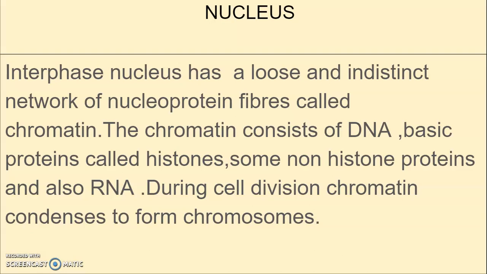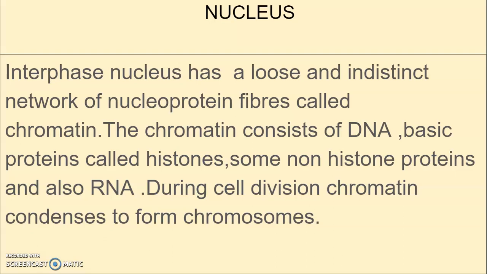So, during interphase, the nucleus consists of the nuclear membrane, the nucleolus, and a loose and indistinct network of fibers which are called chromatin. Chromatin is actually a network of fibers present in the nucleoplasm during the interphase. Interphase means when the cell is not undergoing division. This chromatin consists of DNA and some basic proteins called histones. It also consists of some non-histone proteins and RNA.